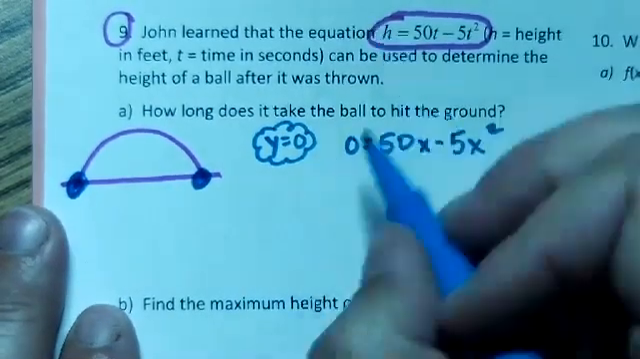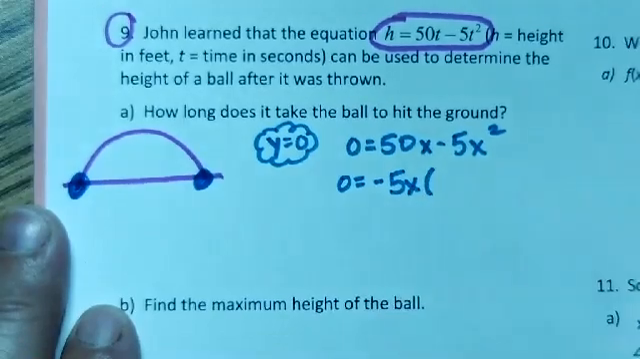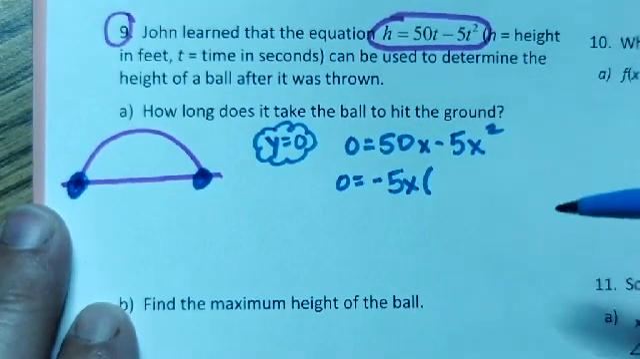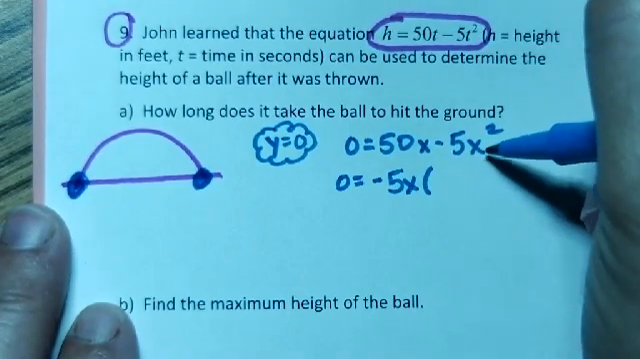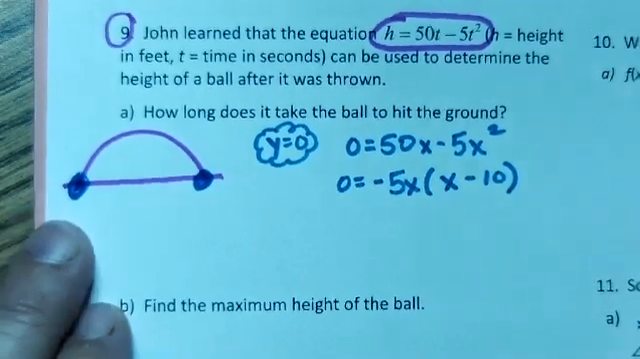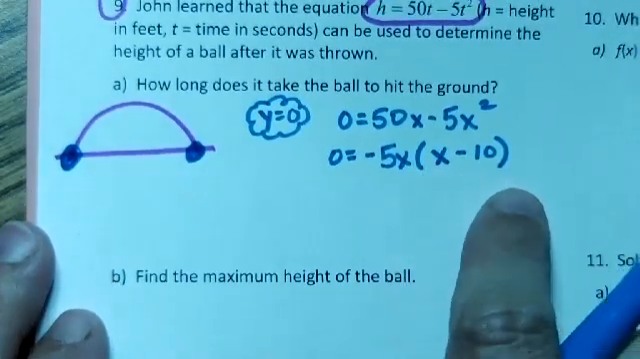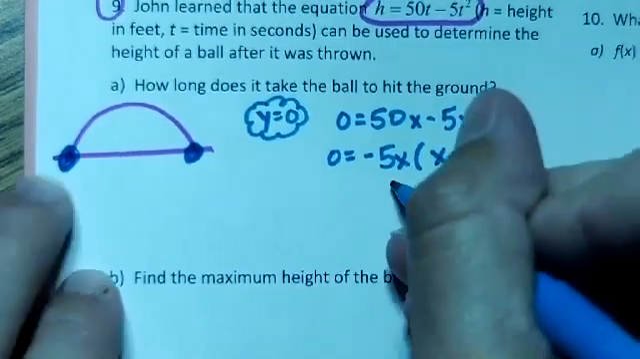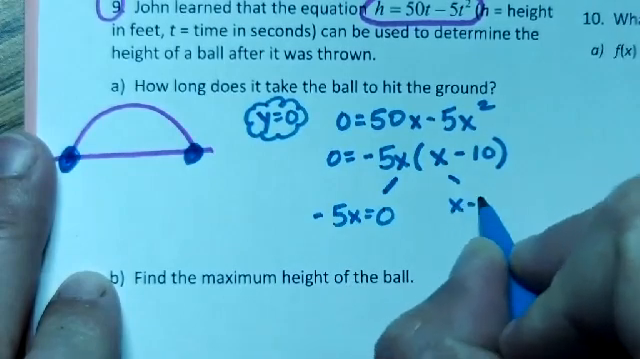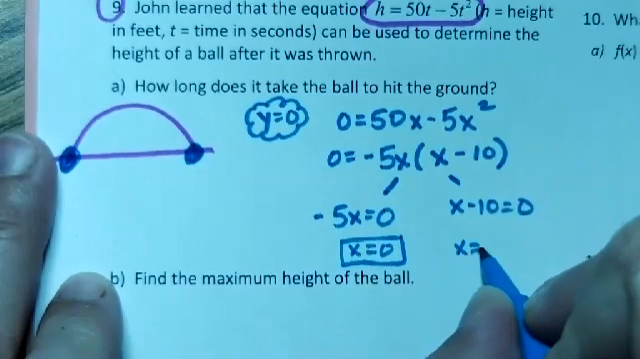Now to solve that, I need to pull out the GCF. The GCF, I'm going to use negative 5x. You could use 5, the positive. However, it's easier if you use a negative. So if I pull out a negative 5x, I'm going to be left with x minus 10. Now you'll notice that the order changed. The order doesn't matter there. You could have written negative 10 plus x. That's perfectly fine. You'll get the same answer. Those two are your factors. So we have negative 5x equals 0 and x minus 10 equals 0, which means x equals 0 and x equals 10.